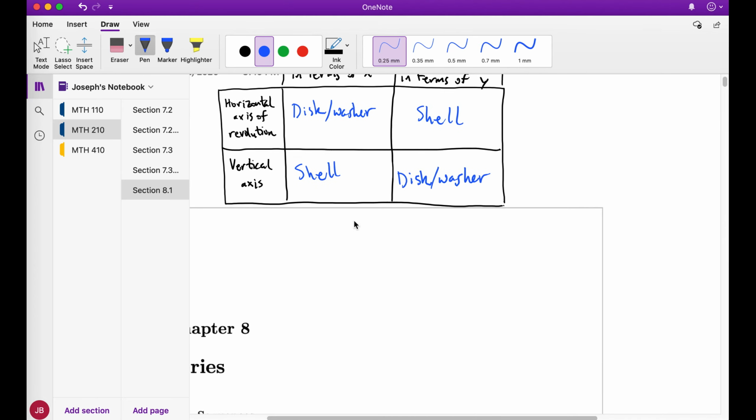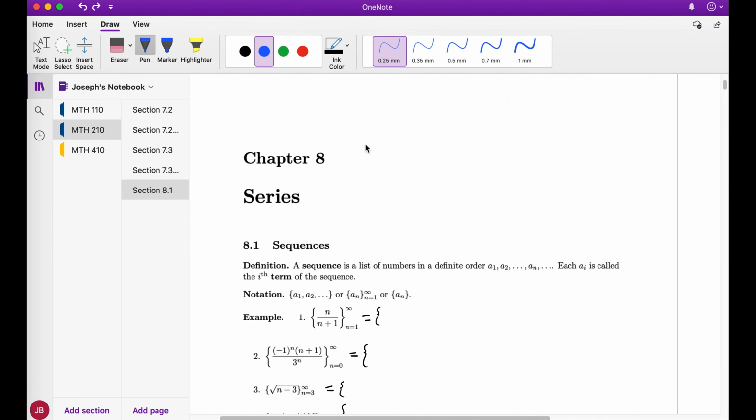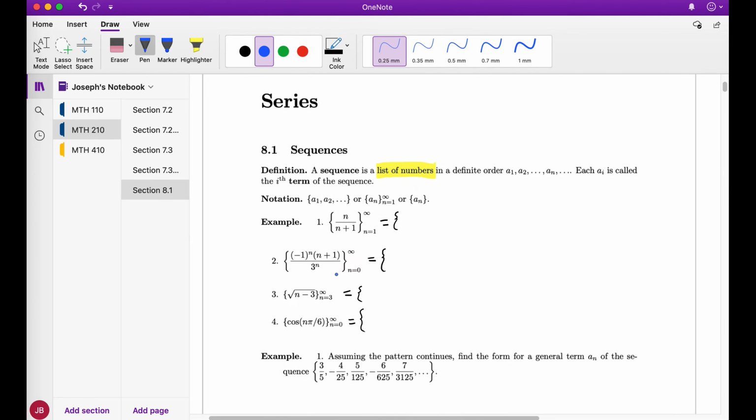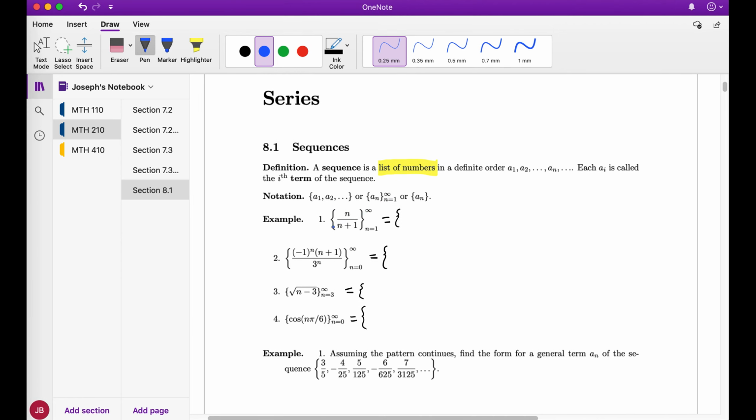Okay, let's get into chapter 8 now. We're going to start off by looking at what are known as sequences. First and foremost, the most important definition of a sequence is that it's just a list of numbers. What's nice about sequences is often you're given a rule for how to find each what's known as element or item or term of a sequence.